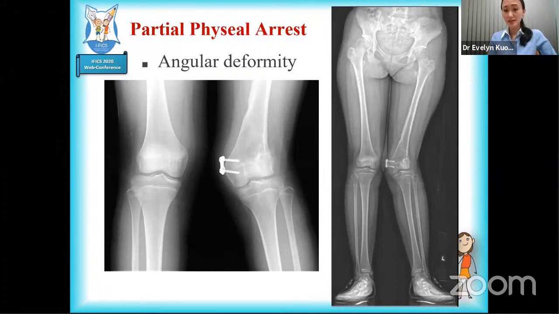However, as you can see, this is actually 2 years after the insertion of the eight plate and it didn't work, nothing corrected. And that's because for eight plates to actually work, you still need sufficient growth from the remaining half of the physis. And if it's too far gone, then it won't work. But I'm sure you'll hear more about this later when we talk about how to actually manage physeal arrest.